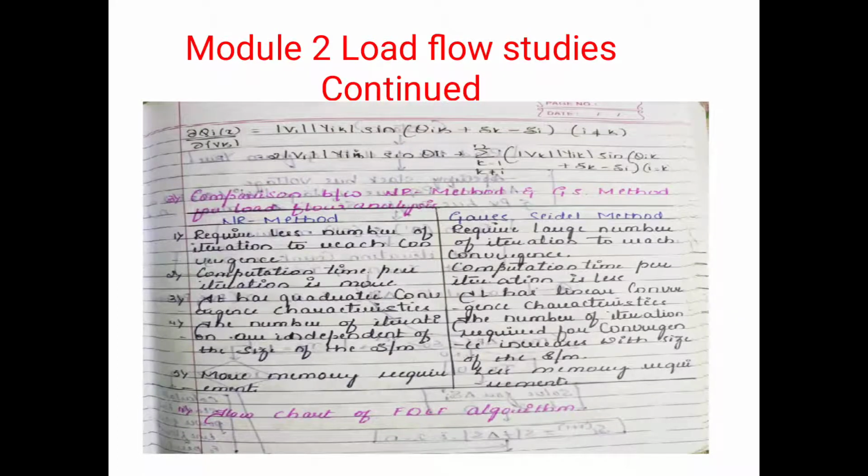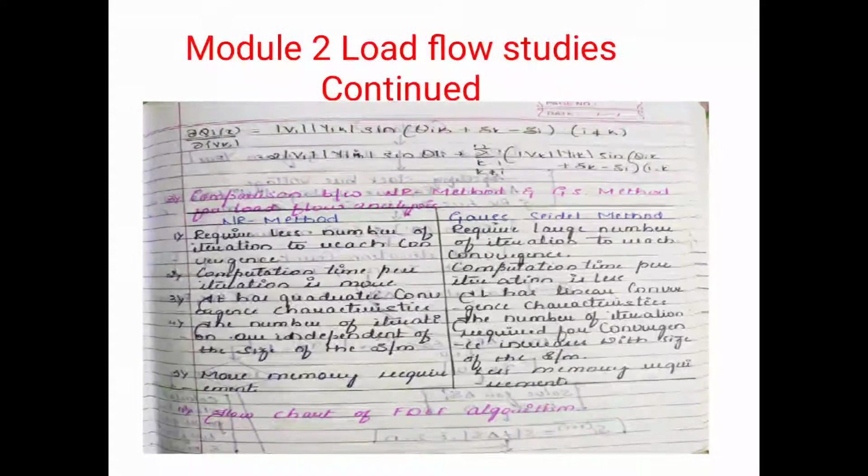The Newton-Raphson method requires a less number of iterations to reach convergence. In the Gauss-Seidel method, a large number of iterations is required to reach convergence.